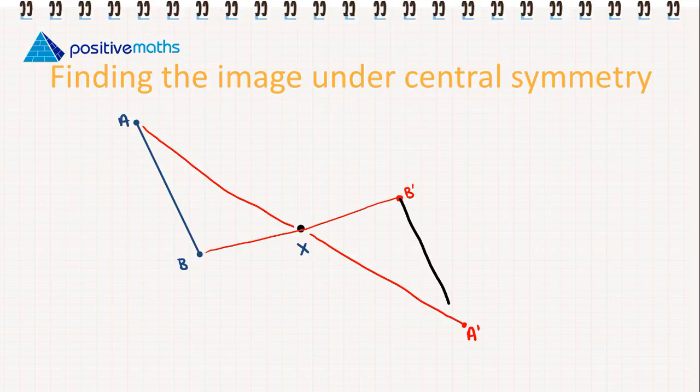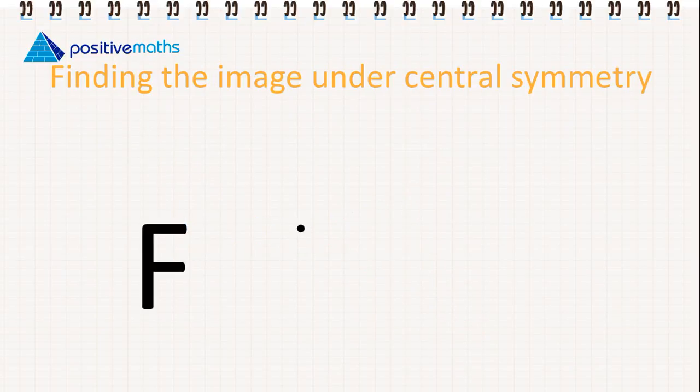So now we have found the image of the line segment AB through X. We call our new line segment A dash B dash. Now we're going to find the image again through the point X of the letter F. I'm going to start with the important points of F. I'm going to call them 1, 2, 3, and 4.